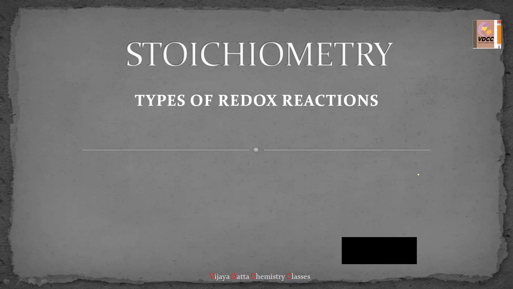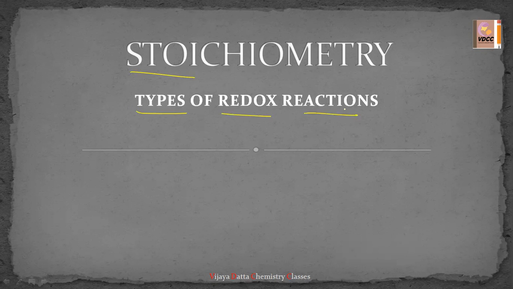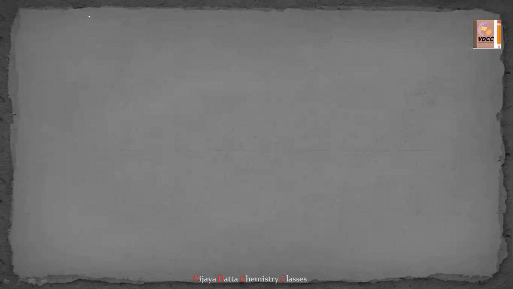Today I'm going to continue the topic of redox reactions. In stoichiometry, we are going to do the types of redox reactions. Let us see how many types of redox reactions we have and what they are. In today's video I am going to explain the types of redox reactions.